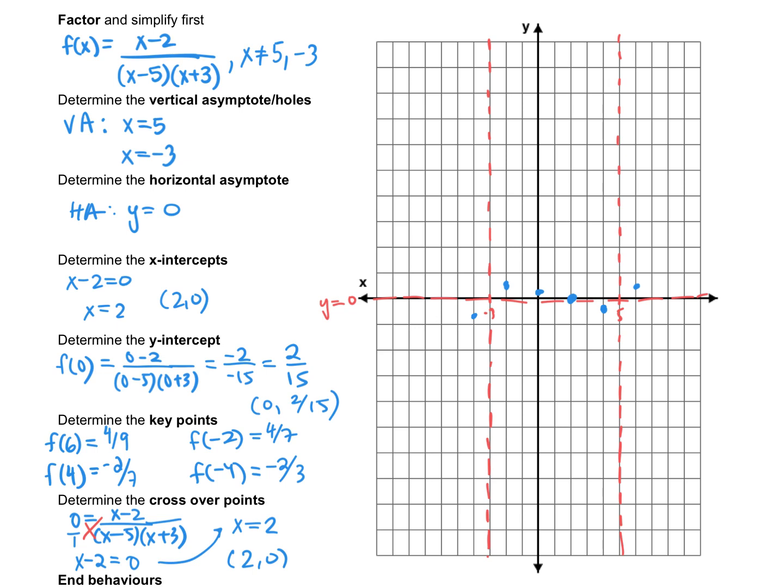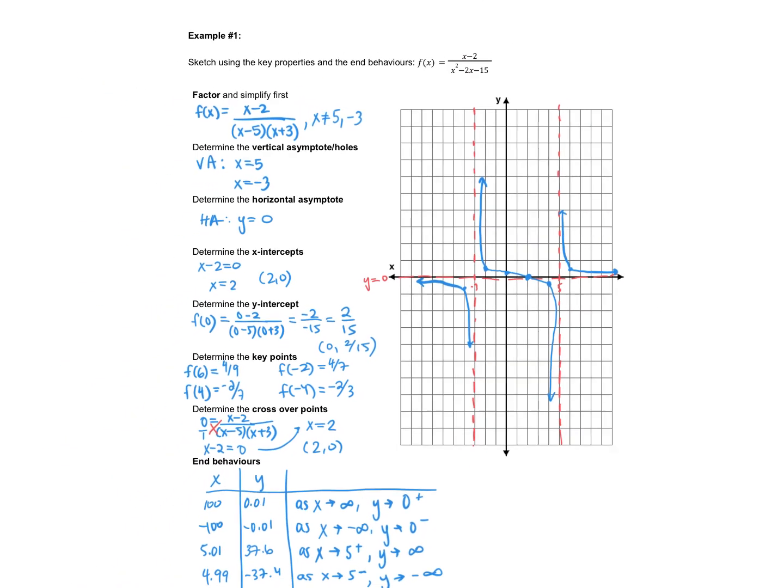Because of all the key points we used and the intercepts we found, I already have an idea of what this is looking like even without my end behaviors, but my end behaviors will verify this. So I had a point here. I'm gonna follow my asymptotes as a guide. Same thing here. I can't cross the asymptotes in this region because we didn't have crossover points here, and you're never going to cross your vertical asymptote, that's for sure. And then in the center region here, I'm going through my points and then following my asymptotes. And now I can just verify this with those end behaviors.